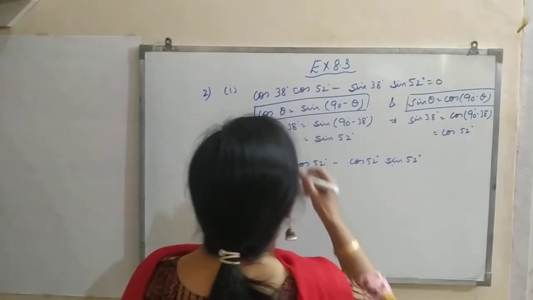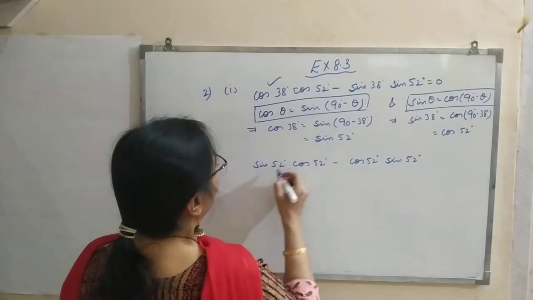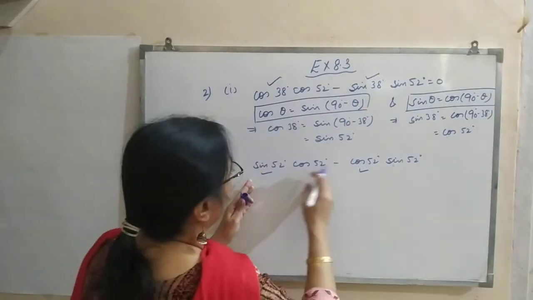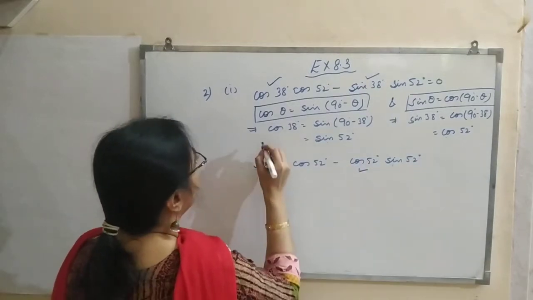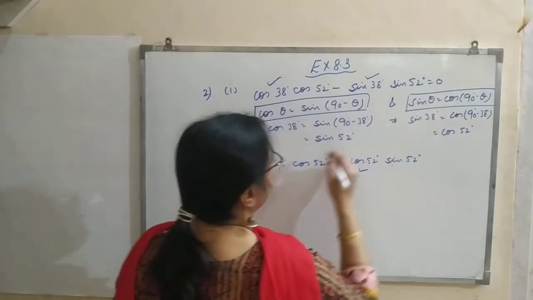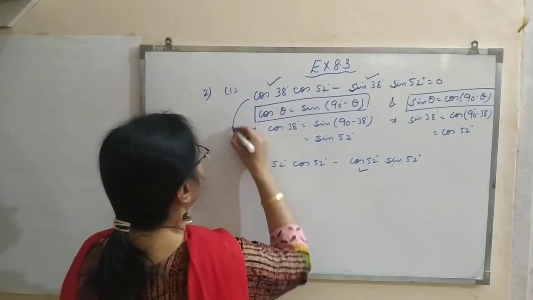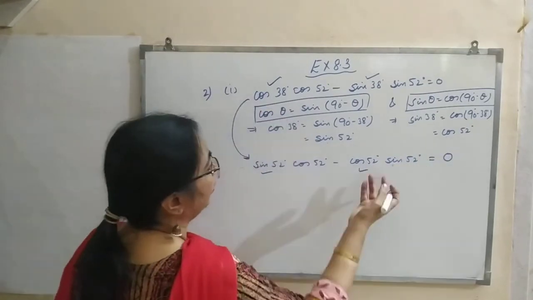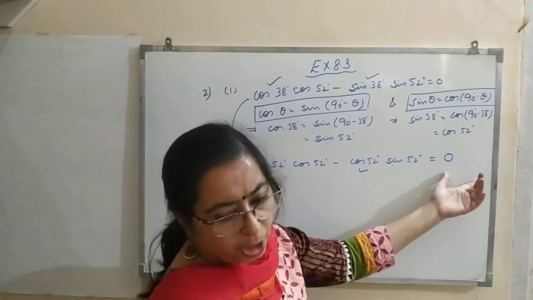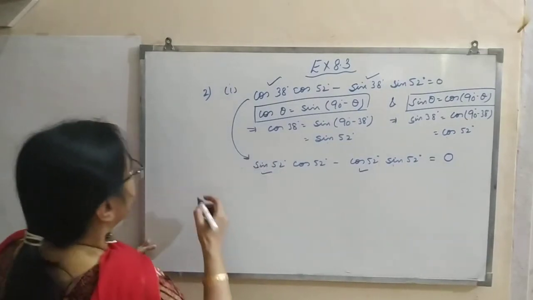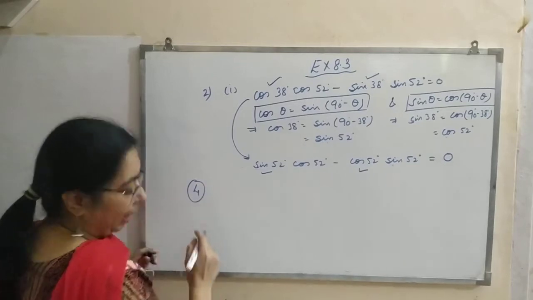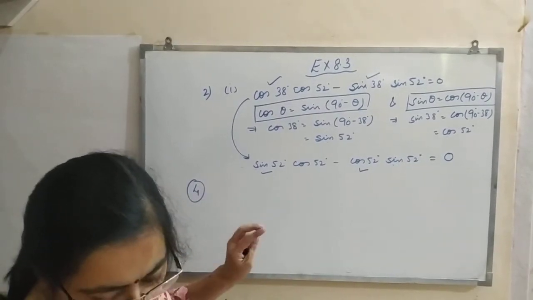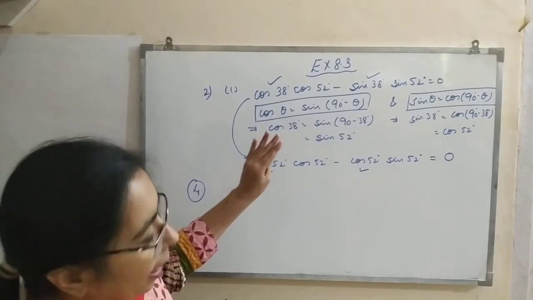Now I am replacing this cos 38 by sin 52 and this sin 38 by cos 52. So you can see both the terms are same. This is your first equation, you just simply convert it here and that becomes equal to 0. These two are same terms, so when you subtract you get 0. Very simple question. Similarly, the third one is on the same lines as the example I have done. So third and fifth you can try yourself, they are the same as example 10 I have explained.